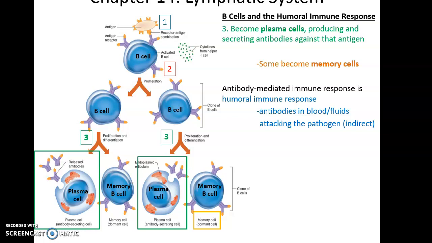So antibodies move around in blood and other fluids and then eventually attack the pathogens. This is sort of an indirect attack. The plasma cells never have to come anywhere near the pathogen. And so that's why it's called humoral, so blood-related immune response.